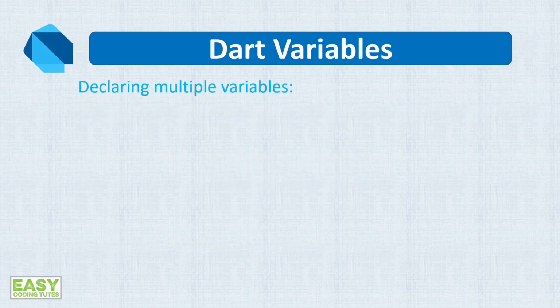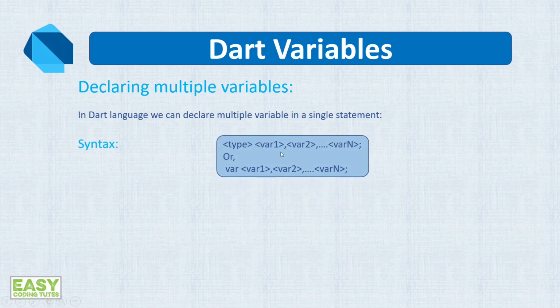Declaring multiple variables. In the Dart language, we can declare multiple variables in a single statement. That's very easy. Let's see the syntax. We can use the type to declare these variables like type var1, var2, and we can have n number of variables. Otherwise we can use the var keyword, var1, var2 and up to n number of variables. Let's have an example for this. Here we have int value1, value2 and value3. And another one is for var num1, num2 and num4.